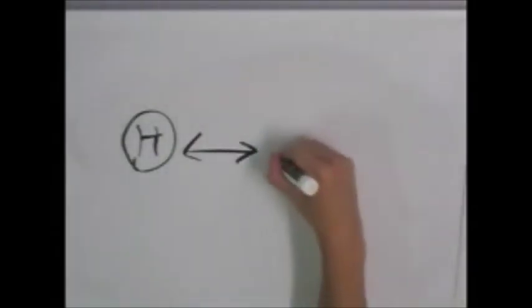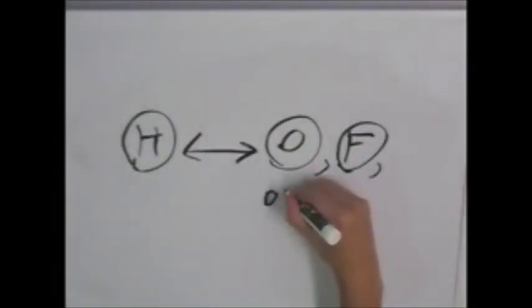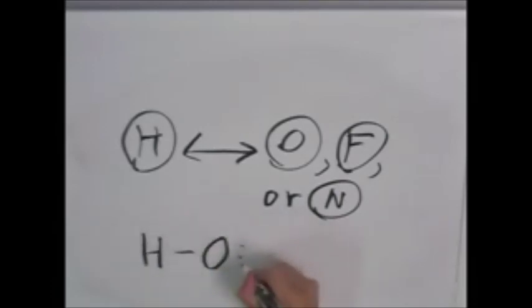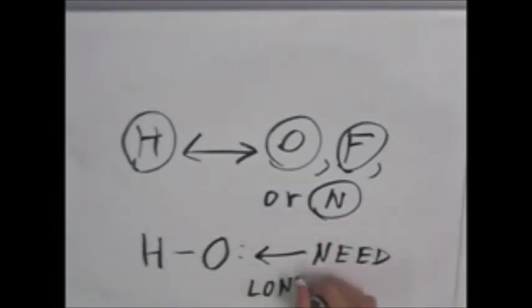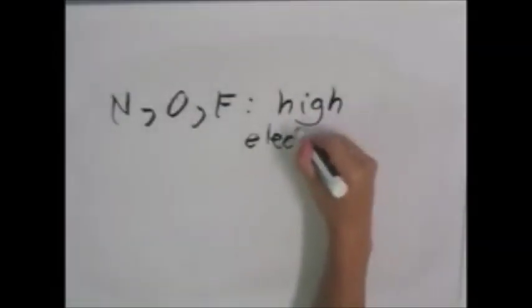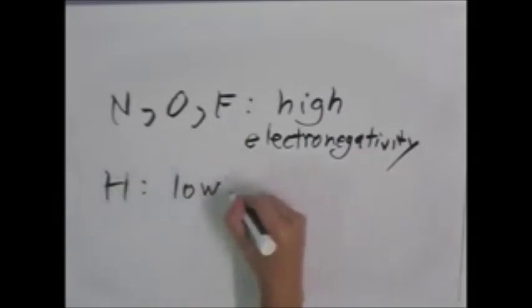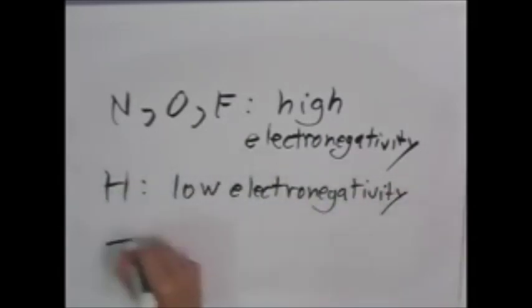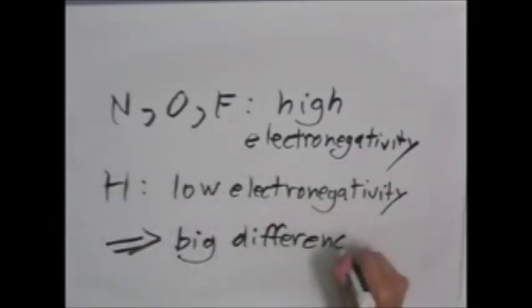H-bonds only occur between hydrogen and atoms of oxygen, fluorine, or nitrogen. The N, O, or F atoms need a lone electron pair, or it wouldn't be H-bonding. Why N, O, or F? Why not other atoms? It's because of their high electronegativities. Since hydrogen has a low electronegativity, there's a huge difference in this value between H and these three.